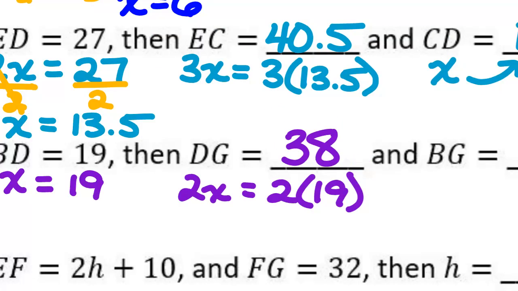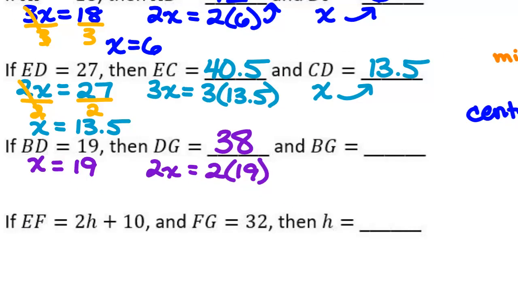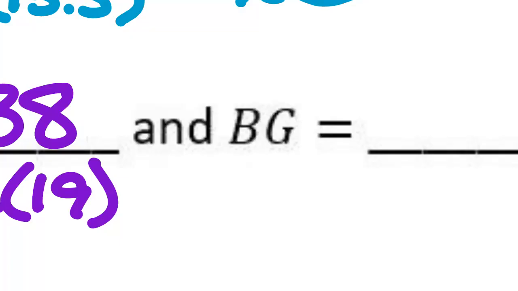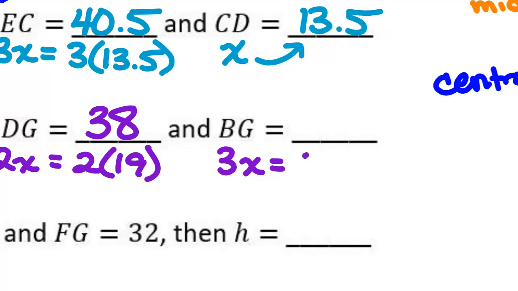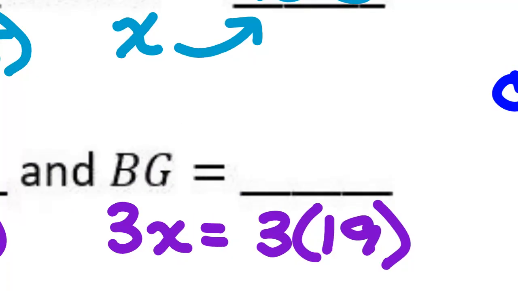What about if I wanted the distance from B all the way to G? How many x's is that? 3x, because that's the whole median. So we would do 3 times 19 to get that full distance, which gives us 57. Nice work.